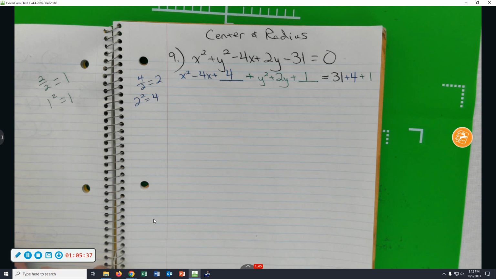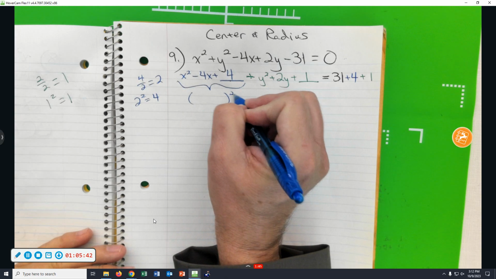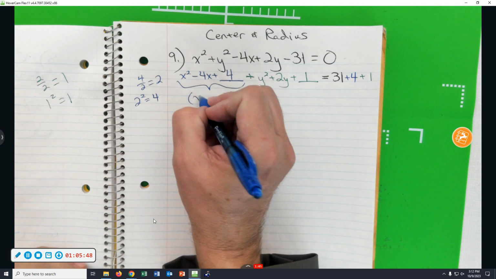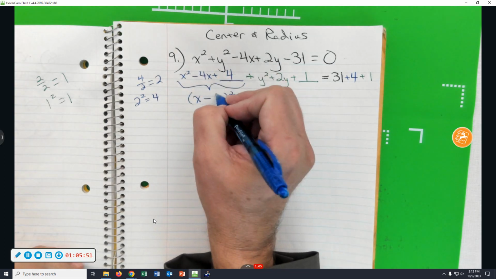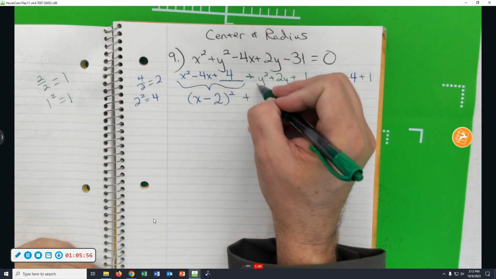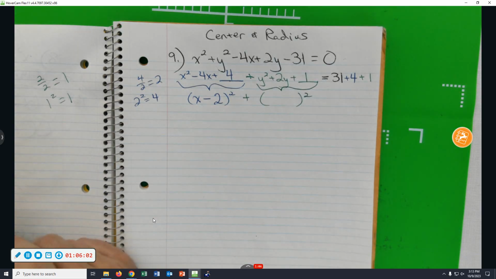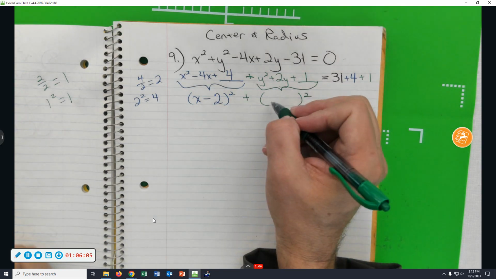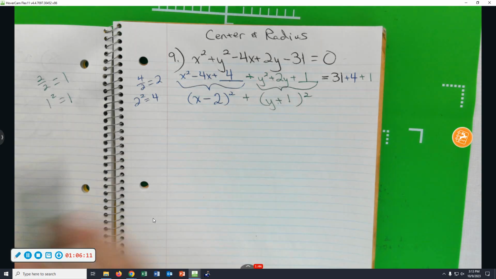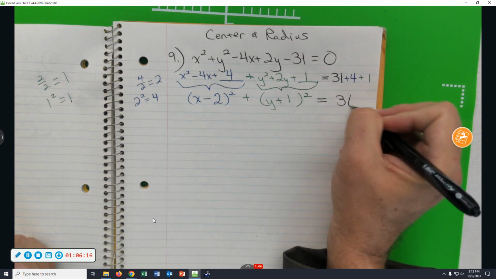The x side factors very nicely. How will the x terms factor? Variable, sign, half of that number: x minus 2, I agree, quantity squared, plus y plus 1, variable, sign, half of that number, quantity squared, equals 36.